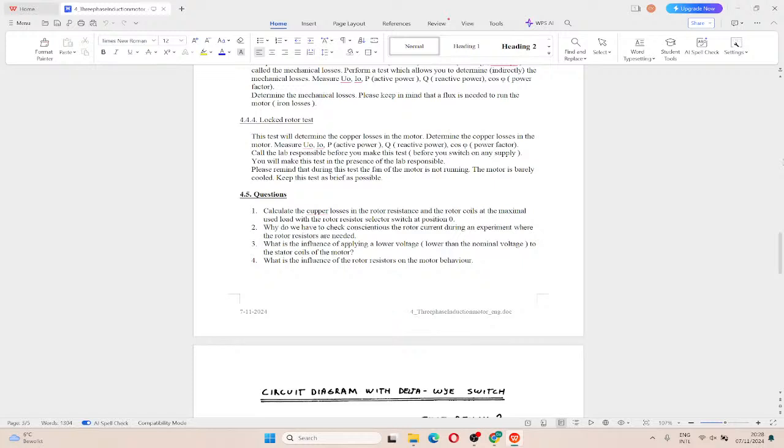And now we need what? Where will the power be displayed? It's going to be displayed on the Fluke. Yes, we just use the Fluke. It has the function. We also use the Fluke.